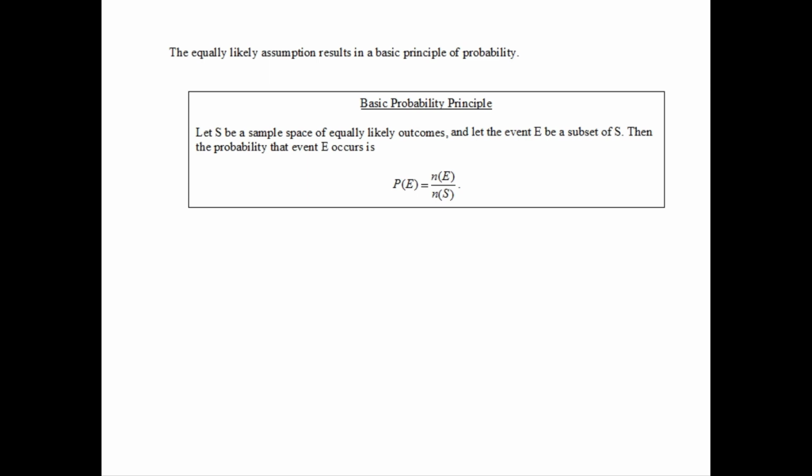Just a little note on notation. I think we've mentioned this before, but just in case we haven't. N of E, this is a function. Recognize your function notation from algebra. Instead of f of x, we have n of E. What this means is the number of elements in the set E. So we take the number of elements in the set E and divide by the number of elements in the sample space in order to get the probability of event E.